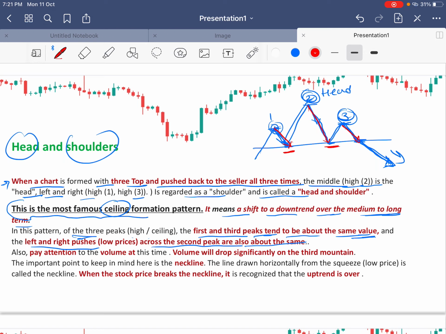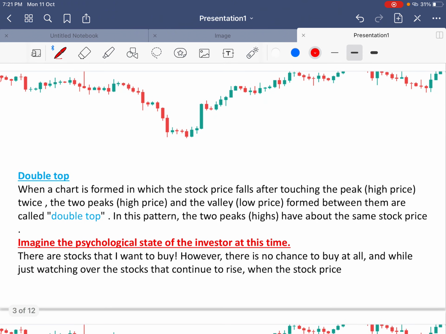You also have to pay attention to the volume generated in these zones. If the volume here is at peak level, this might indicate that after the breakout of this pattern, the trend may reverse to a downtrend. So this is the example of head and shoulders. If you sum up the pattern, if the pattern forms like this, there is a possibility that the trend might reverse from bullish to bearish. So let's move to the next.